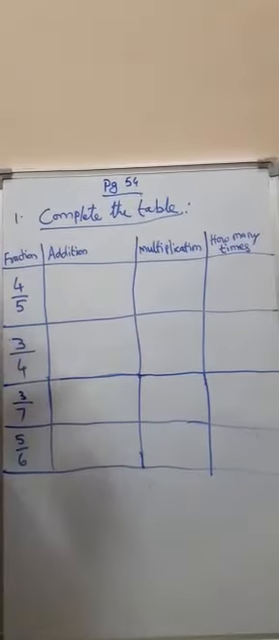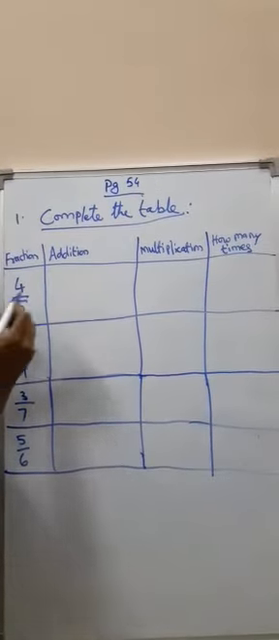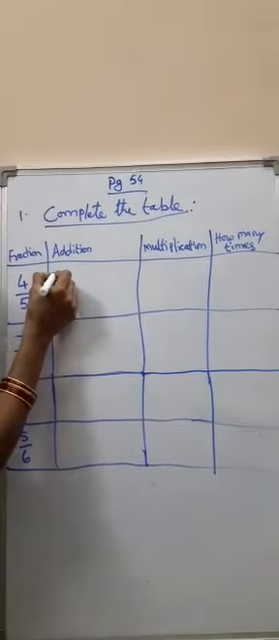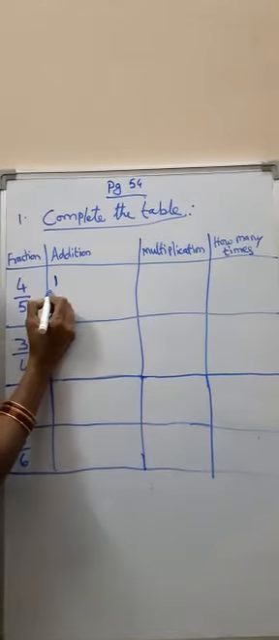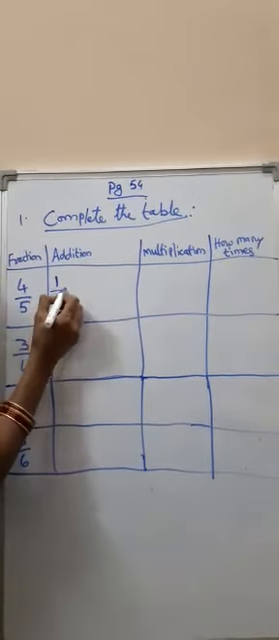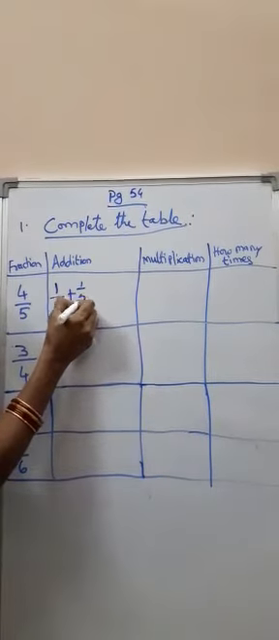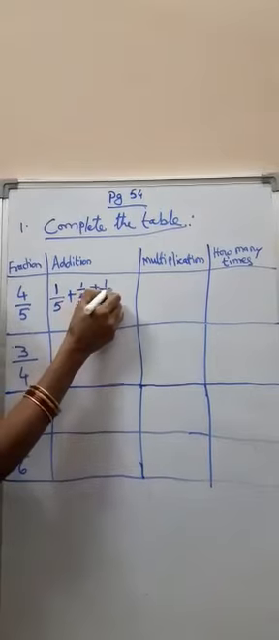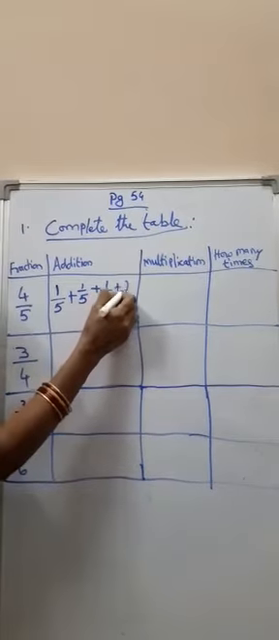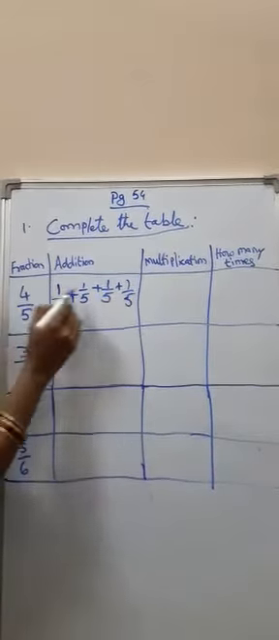Yesterday in the video we talked about unit fractions. What is a unit fraction? The numerator should be 1. 1 upon 5. And here it is 4 times, so we have to write it 4 times: 1 upon 5, 1 upon 5, 1 upon 5, 1 upon 5. You have written it 4 times.